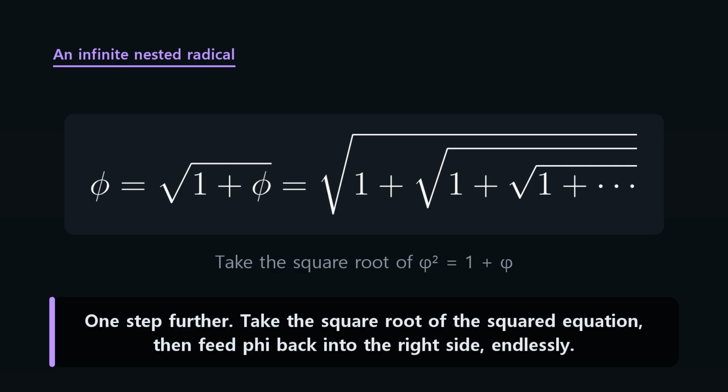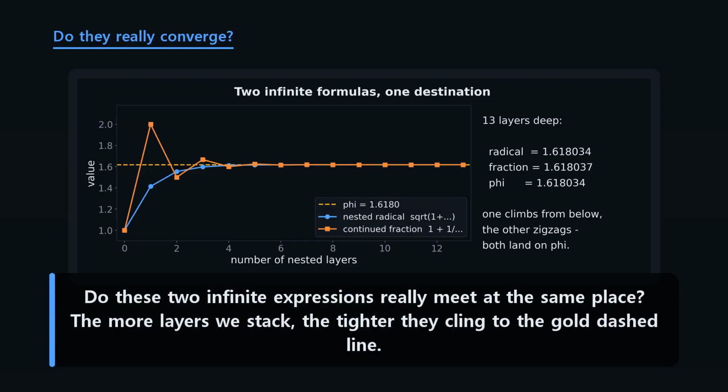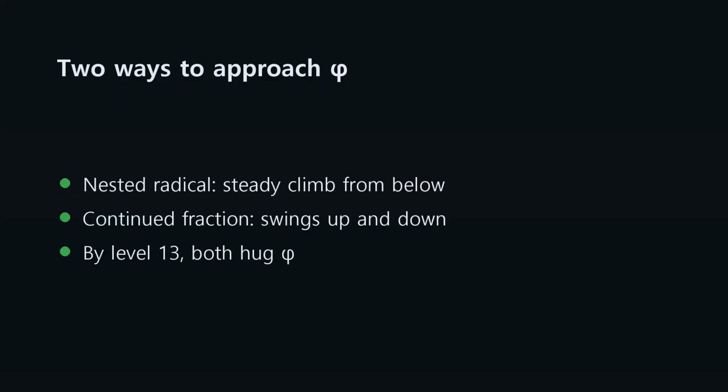One step further. Take the square root of the squared equation, then feed phi back into the right side endlessly. Do the same to that one line at its heart, pour phi into itself forever, and a continued fraction grows. Do these two infinite expressions really meet at the same place? The more layers we stack, the tighter they cling to the gold dashed line. The nested radical climbs steadily from below, while the continued fraction closes in, swinging above and below.